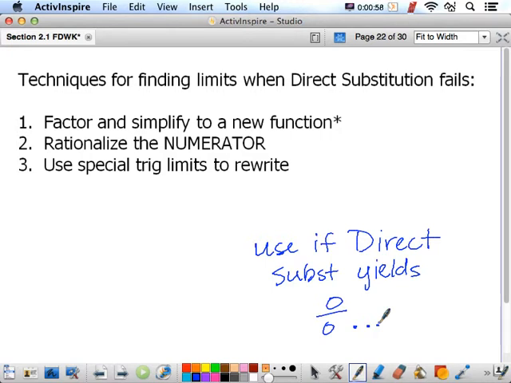And there's a 4th one that's not listed up here, which I think is equally important, and that is get a least common denominator and simplify. So those are going to be the 4 things that we're going to look at today.